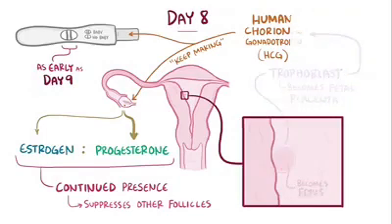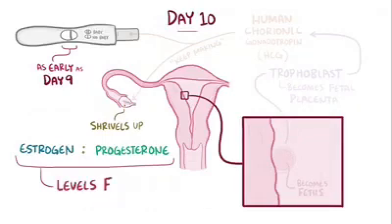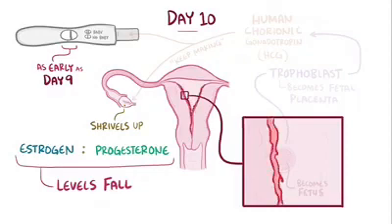Without HCG levels shooting up on day 8, the corpus luteum would start to shrivel up by day 10, and estrogen and progesterone levels would fall. This would cause the lining of the endometrium to slough off, or fall away from the endometrial wall, resulting in a period, or menses.